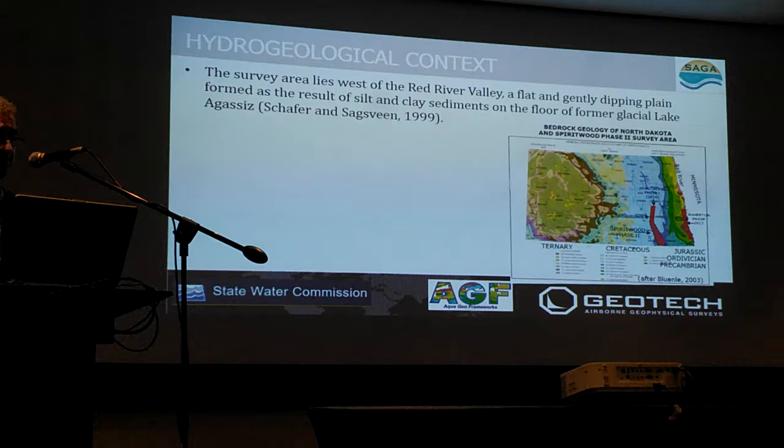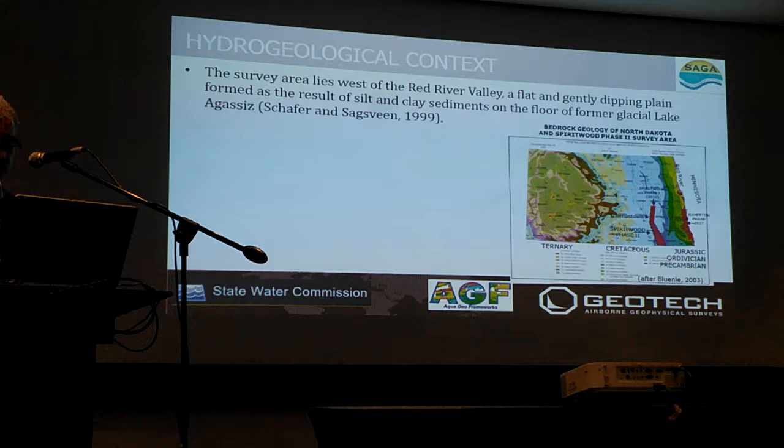The survey area lies west of the Red River Valley. Minnesota and North Dakota are separated by the Red River here, and this is a map of the geology. On this side it's Precambrian basement, which is resistive. In my paper at Wahpeton, I show all the data with the basement resistive. Over here, these are Cretaceous shales, so they're conductive, so you see the basement is conductive here. And as you move further west, you get to Tertiary rocks with very different resistivities as well.